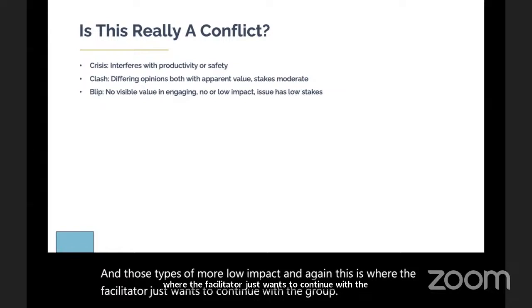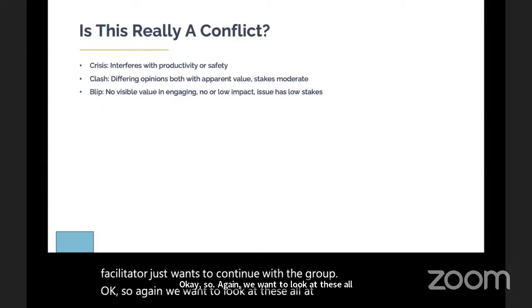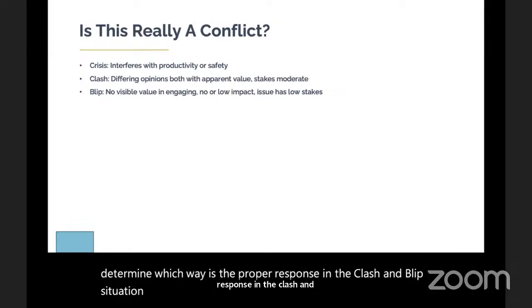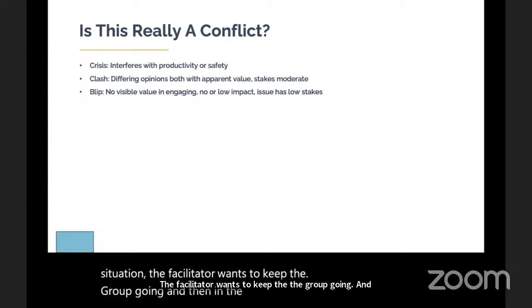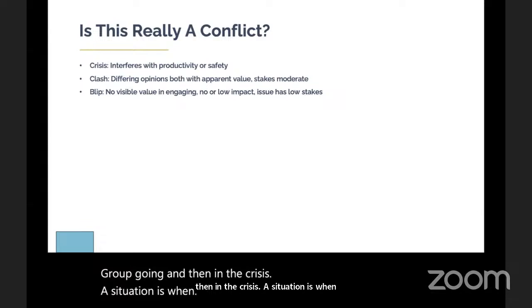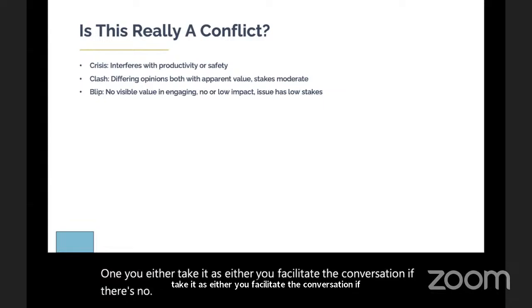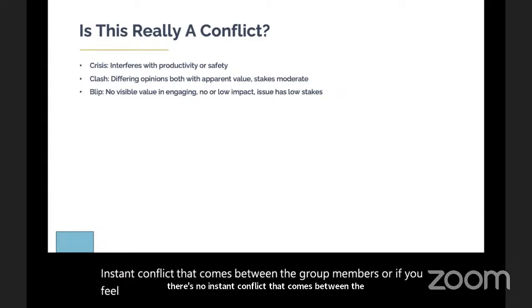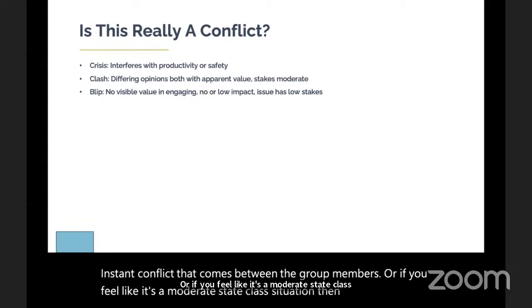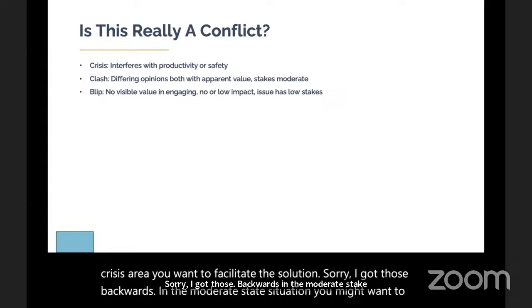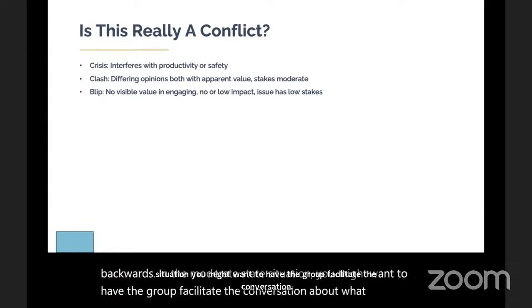So again, we want to look at these all at different levels to determine the proper response. In the clash and blip situation, the facilitator wants to keep the group going. In the high crisis area, you want to facilitate the solution. Sorry, I got those backwards. In the moderate stake situation, you might want to have the group facilitate the conversation about what possibly the individual could do.